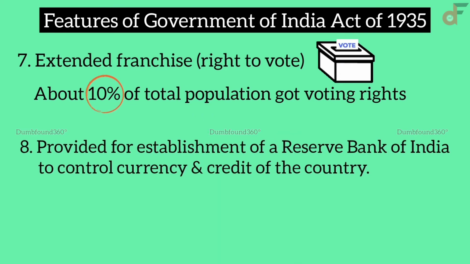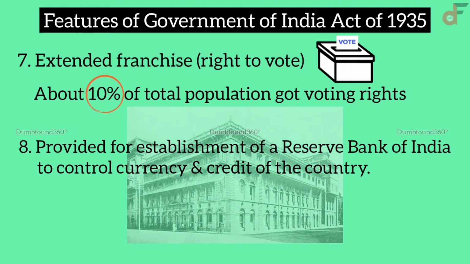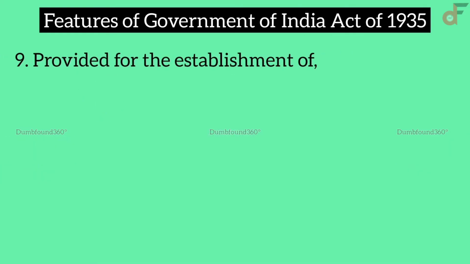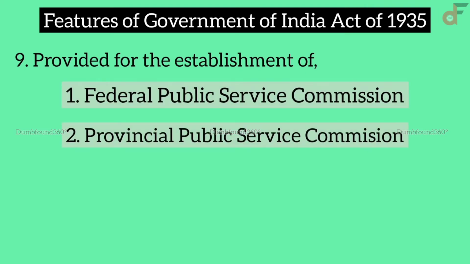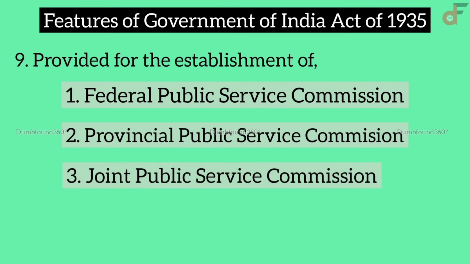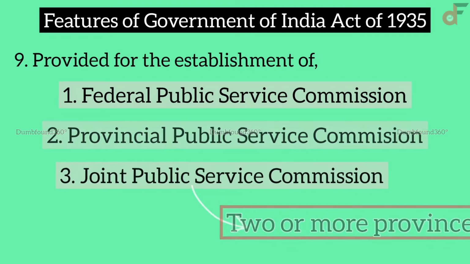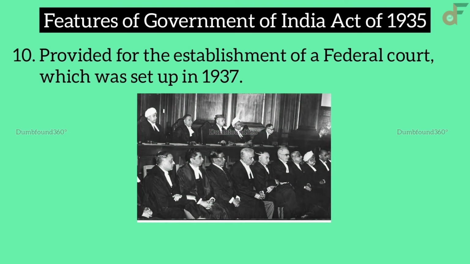8. It provided for the establishment of a Reserve Bank of India to control the currency and credit of the country. 9. It provided for the establishment of not only a Federal Public Service Commission but also a Provincial Public Service Commission and Joint Public Service Commission for 2 or more provinces. 10. It provided for the establishment of a federal court which was set up in 1937.